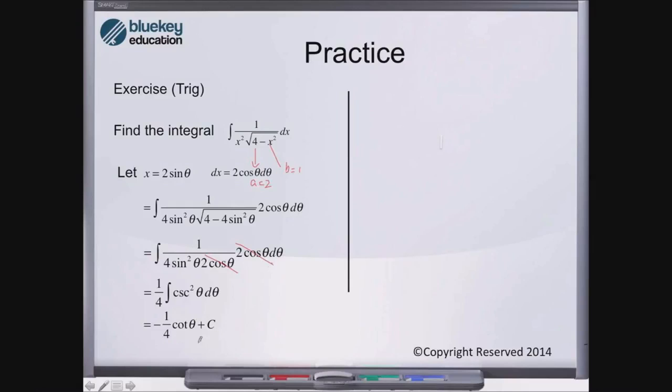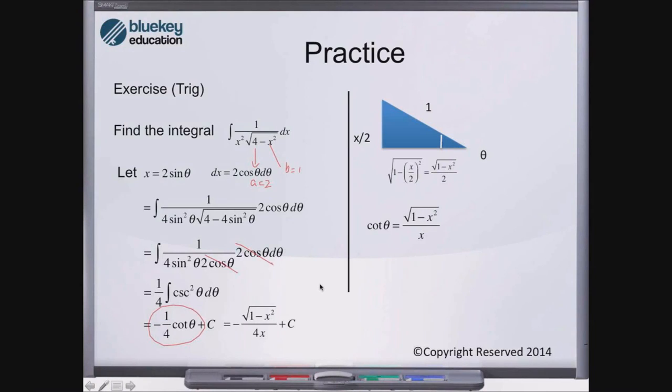And now finish it. To find the cotangent theta, we have to apply the Pythagorean theorem by drawing the right triangle. We have the theta here. The opposite is x over 2. The hypotenuse is 1. And the adjacent becomes the square root of 1 minus x squared divided by 2. There comes my cotangent theta. It's the square root of 1 minus x squared divided by x. So I have my solution right here.